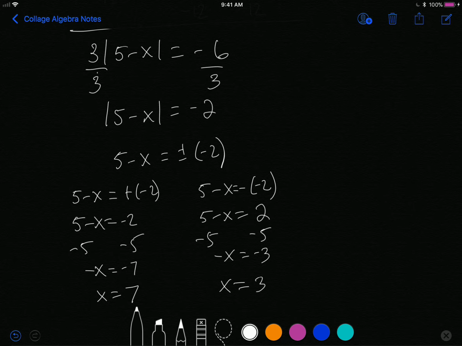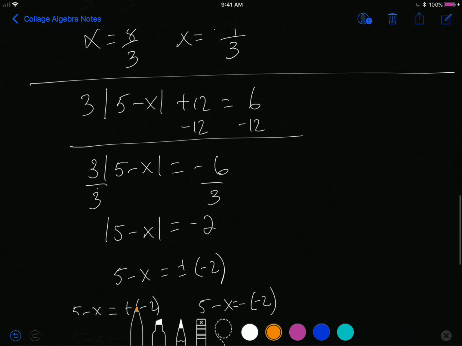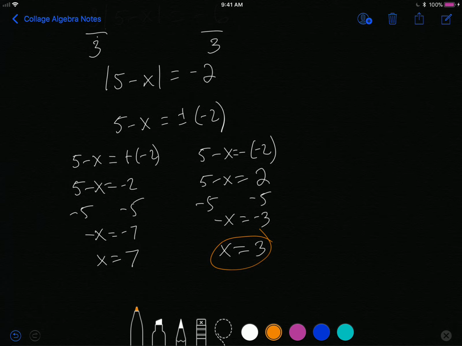Well, it looks exactly the same, kind of. But if I try one of these answers, I will see that they don't work. If I take 3 and I plug 3 into the original problem, well, 5 minus 3 is 2. The absolute value of 2 is 2. 2 times 3 is 6. 6 plus 12 is 18. So therefore, this answer is not correct. If I try the same thing with 7 right here, this will also not work. And so the answer to this problem is actually no solution.